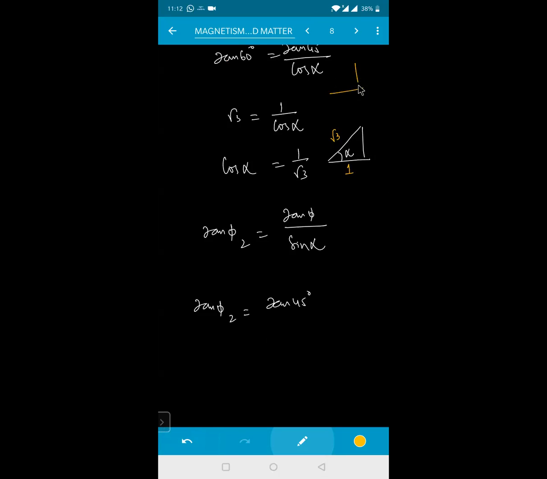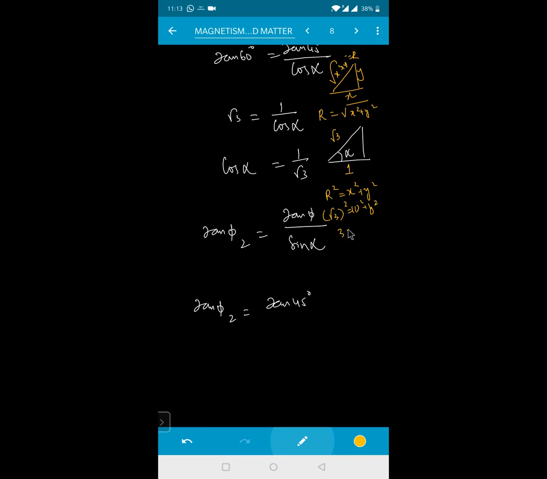If this is your x, this is your y, this will be under root of x square plus y square. That means this is a resultant. That means R will be equal to under root of x square plus y square. R square will become x square plus y square. R value is root 3, whole square. X square is 1 square, and this will be your y square.